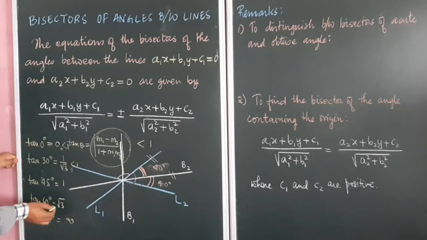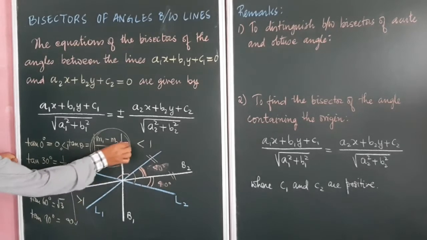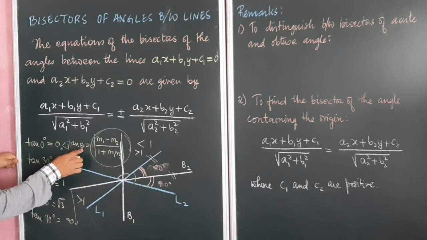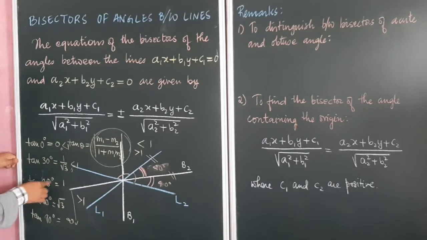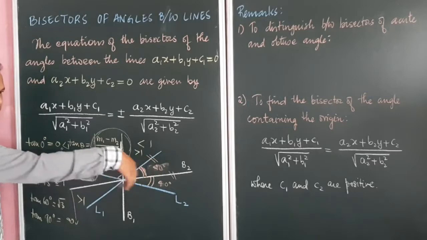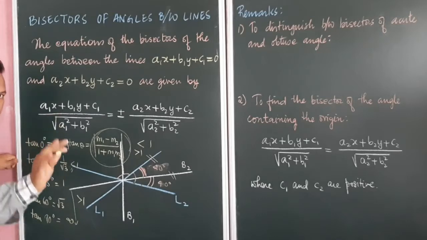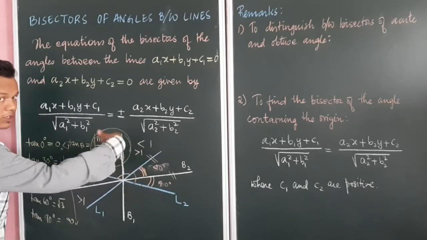Now from here onwards, as the value of theta increases, after 45 we have 60 degrees, and after 60 we have 90 degrees, so all these values are greater than 1. So when you evaluate this and if this turns out to be greater than 1, that means this theta must be greater than 45 degrees. And if the angle of intersection is greater than 45 degrees, then this bisector is the bisector of the obtuse angle, because this angle becomes greater than 45 degrees.